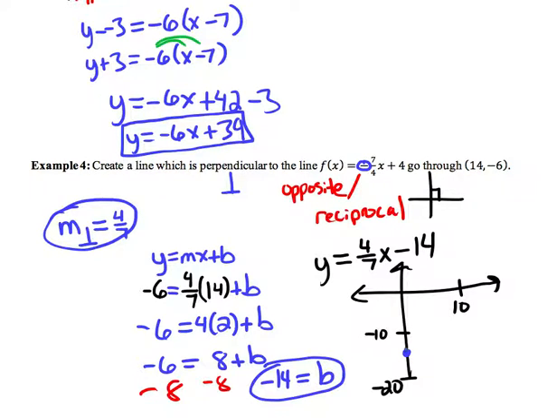And we're going to rise 4. That will go to -10 and go over 7. So up 4 over 7. That's about right there, I think. So there is our line. All graphed and nice. Let's do 2 more before we quit today.